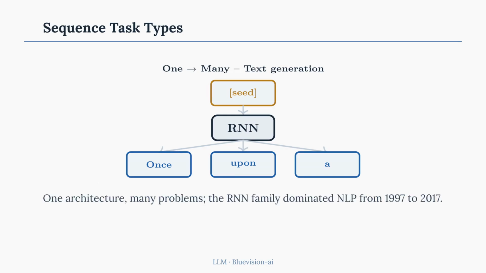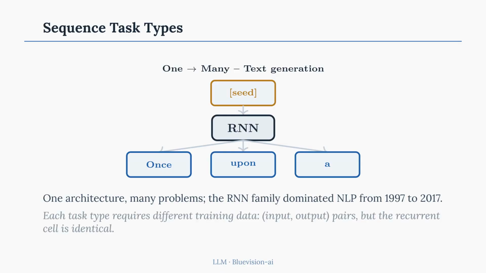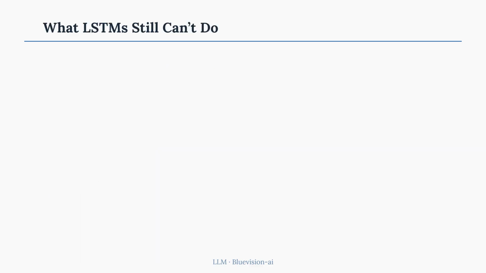One architecture, many problems. The recurrent cell is identical in each case. What changes is how you feed inputs and read outputs. Each task type requires different training data, input-output pairs, where the output has the right shape. But the underlying mechanism is the same cell, the same hidden state, the same equations.